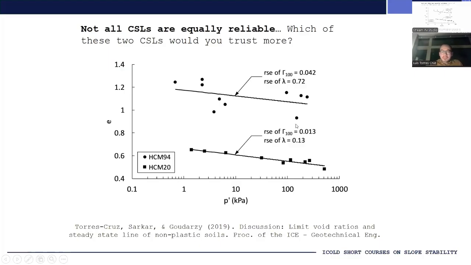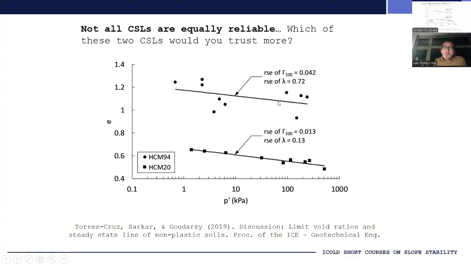So for example, I am showing here data points that define two critical state lines. We have these points over here at the top, the circular markers, and we have these points over here at the bottom, the square markers. It is clear that the points at the top have much more scatter than the points over here at the bottom, and that therefore we can trust this critical state line here at the bottom more than this one at the top. Okay, that is, let's say, at an intuitive level.